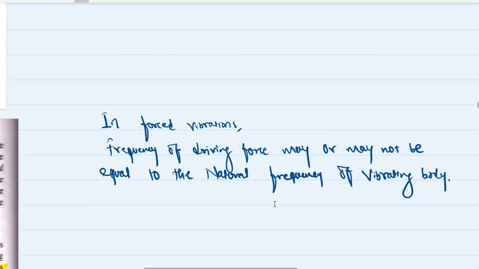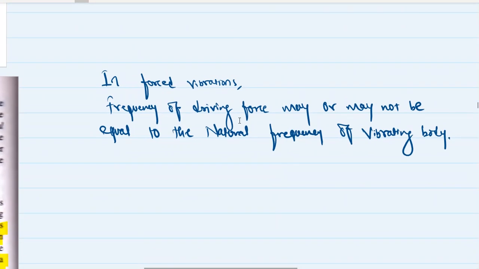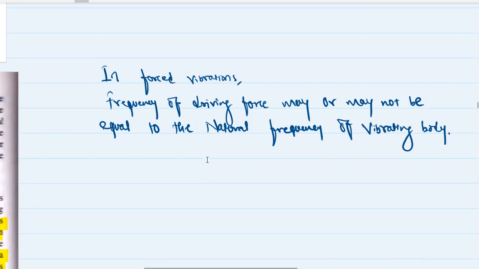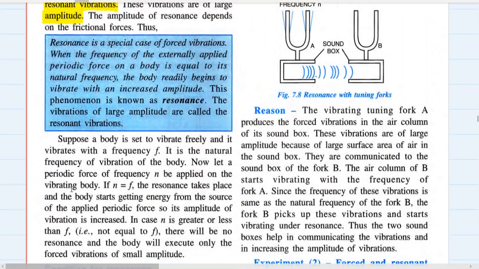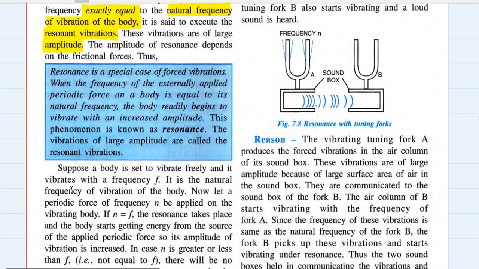यहाँ पे मैंने तुम्हें बताया था ये same चीज़. Forced vibration में driving force की frequency natural frequency of vibrating body से equal हो भी सकती है, नहीं भी हो सकती। जो case हम पढ़ रहे हैं, resonant frequency का, इसमें driving force की frequency body की natural frequency से match करती है। और जब ये frequency match करती है, resonance produce होता है, और resonant frequencies का जो vibrations होता है, that is vibrations of a very large amplitude. ठीक है, the amplitude of resonance depends on the frictional forces.